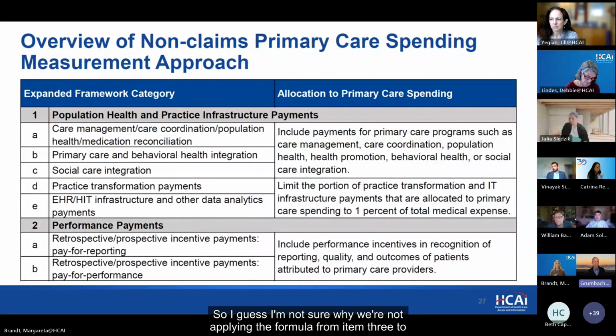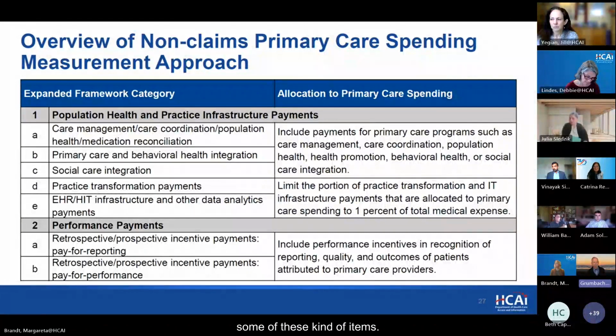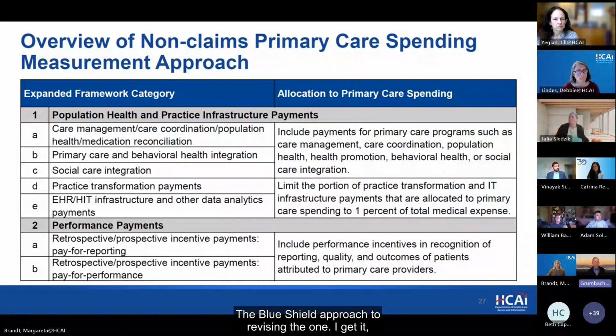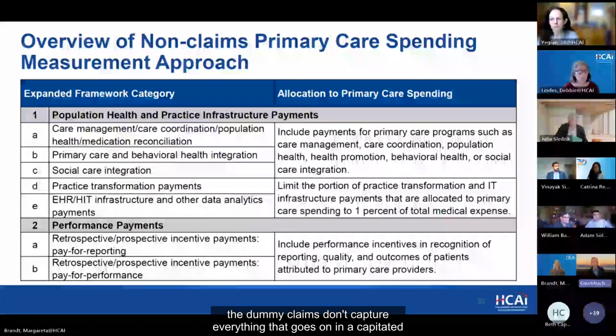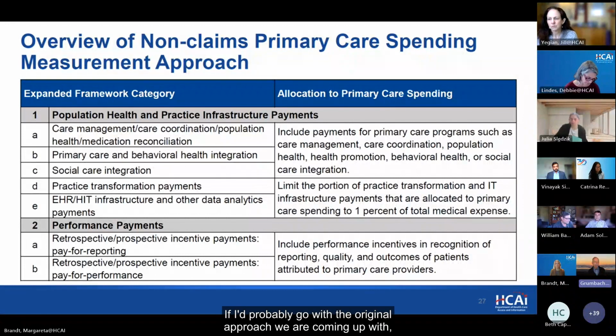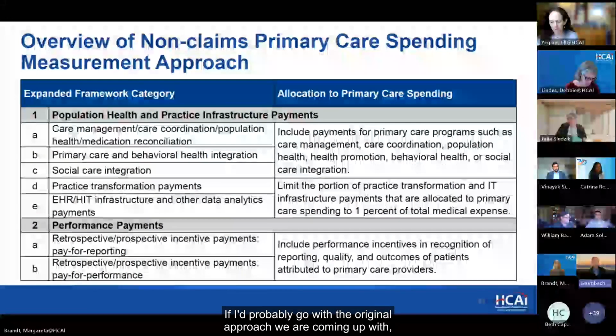So I'm not sure why we're not applying the formula from item 3 to some of these kinds of items. The Blue Shield approach to revising the one, I get it. The dummy claims don't capture everything that goes on in a capitated environment, but there's risk there. I'd probably go with the original approach we're coming up with.